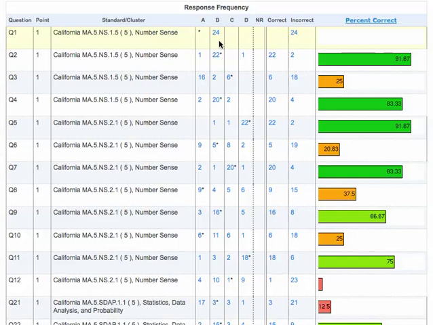Again, this particular report is one of the ones that you're going to use a lot as a teacher, and you're going to want to spend some time with this.